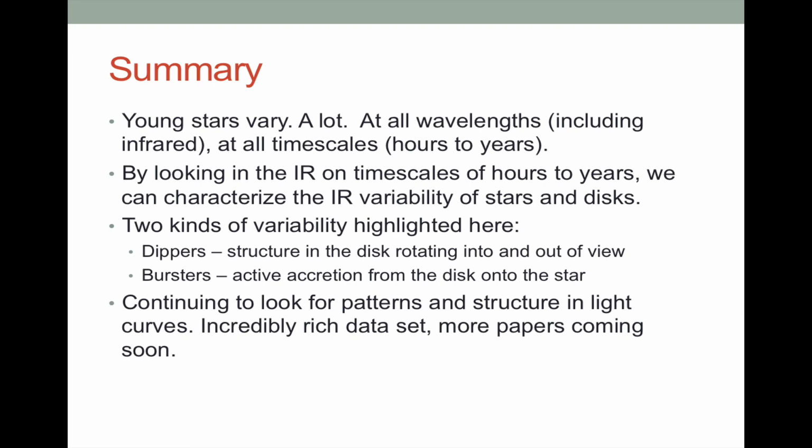So in summary, young stars vary a lot at all wavelengths at any time scale. And when we looked in the infrared on timescales of hours to years, we can start to characterize the IR variability of these stars and these disks. I highlighted here just the dippers and the bursters, but we have a much bigger zoo of variability, a lot of which we understand and a lot of which we don't yet fully understand. We're still trying to figure out, looking for patterns, looking for structure in the light curves, and there will be more papers.